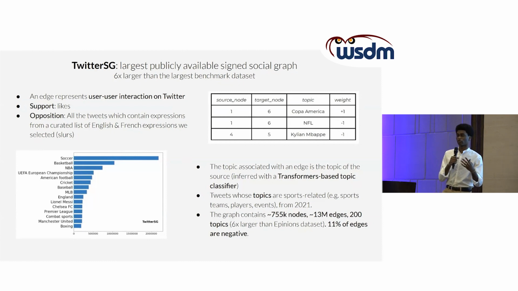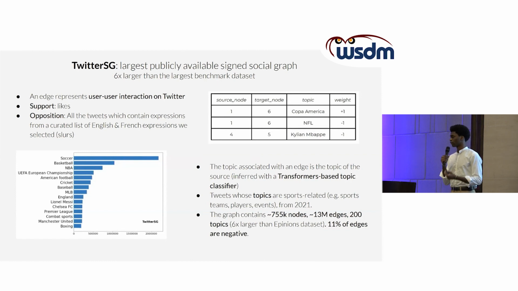The positive edges are going to be support that comes from likes. So I like the tweet of someone. And the oppositions come from, I guess, on Twitter you don't really have a negative feature, so we have to come up with some heuristic to retrieve negative edges. Here we do it by creating a list of slurs in French and English, and any tweet that replies to another tweet with one of those slurs is going to be considered as an opposition.